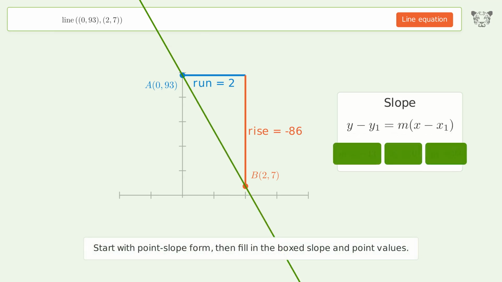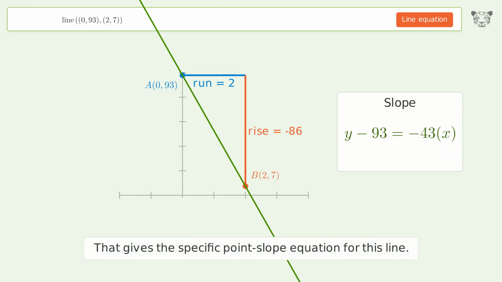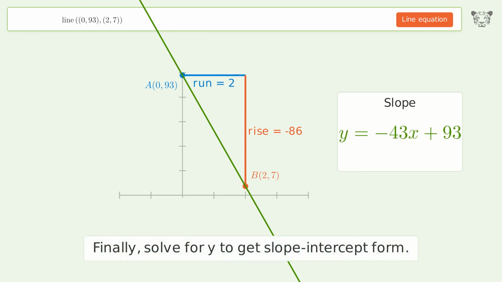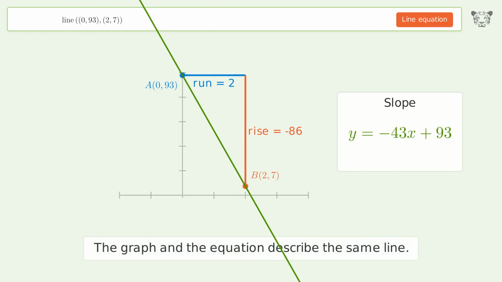Start with point slope form, y minus y1 equals m times x minus x1. Then fill in the boxed values, slope is negative 43, x1 is 0, and y1 is 93. That gives the specific point slope equation for this line. Finally, solve for y to get slope intercept form. The graph and the equation describe the same line.